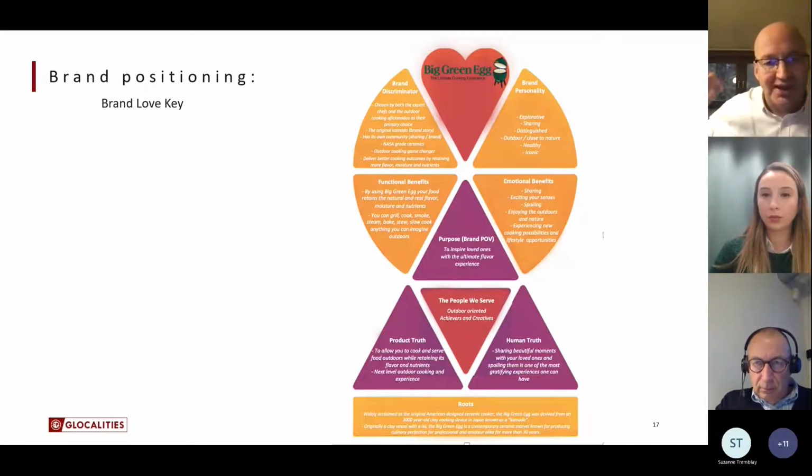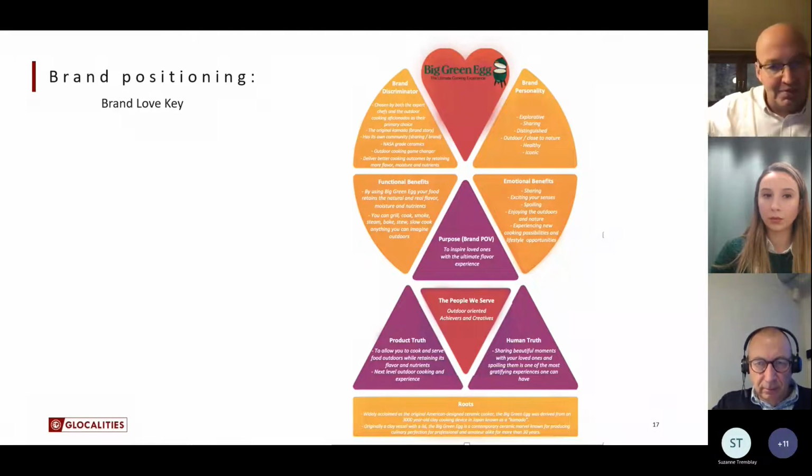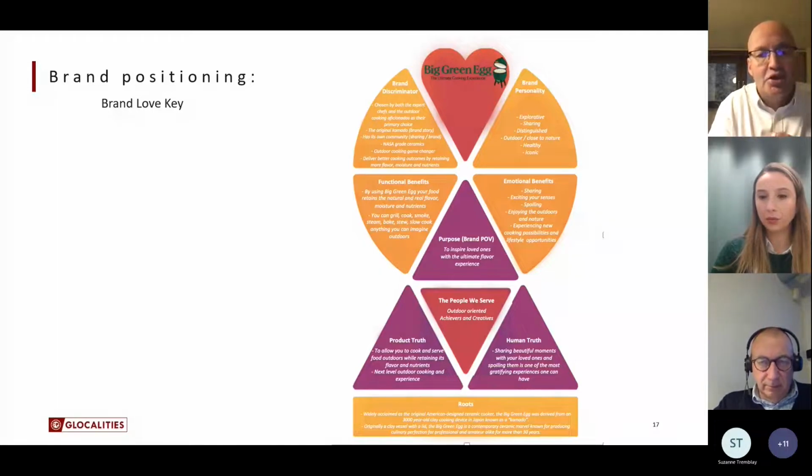Everybody loves to get to the campaigns in the end, but you need to get the positioning right, the communication briefs right, and then you can work with the agency to get to the final results. So this is a bit how it looks. Of course, we put the product truth in there and the functional benefits and what makes a brand different from the competition. It's all in there. And of course, the human truth is that we love to cook and we love to spoil the ones that we love, which is universal and actually goes beyond the achievers and the creatives.